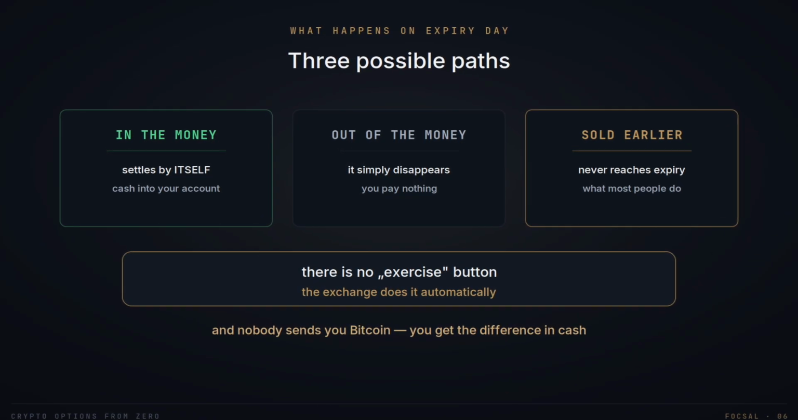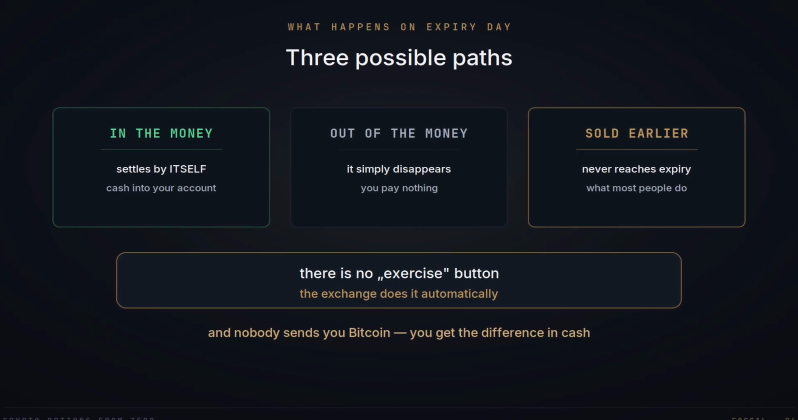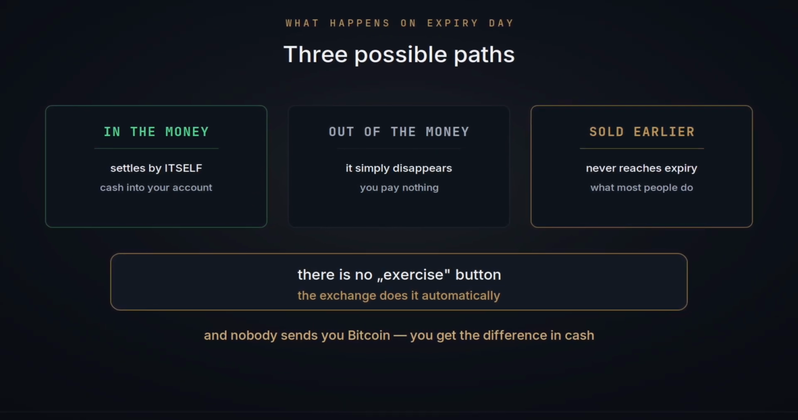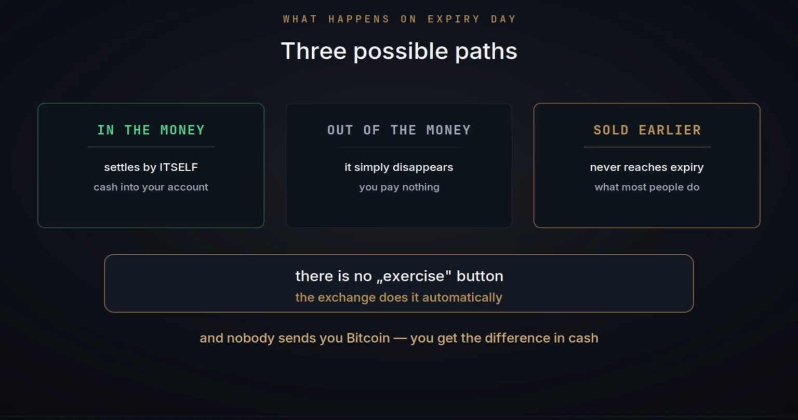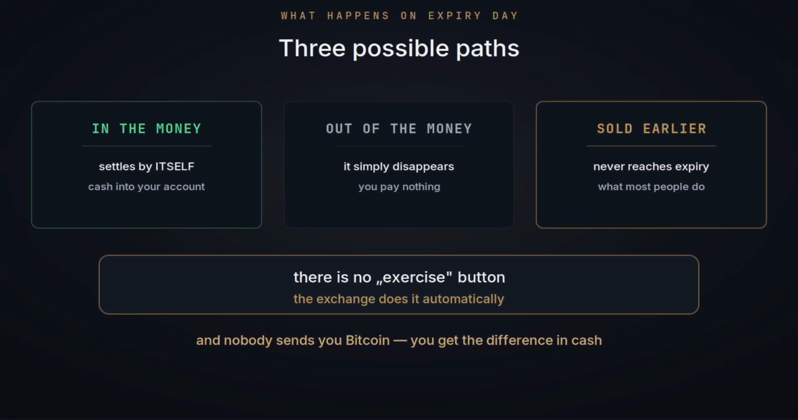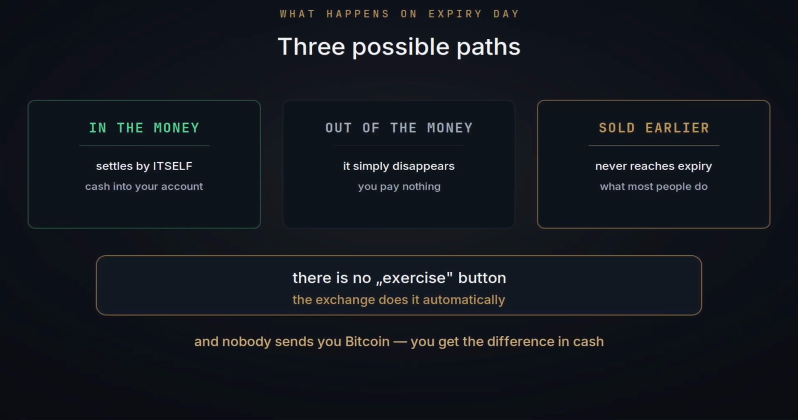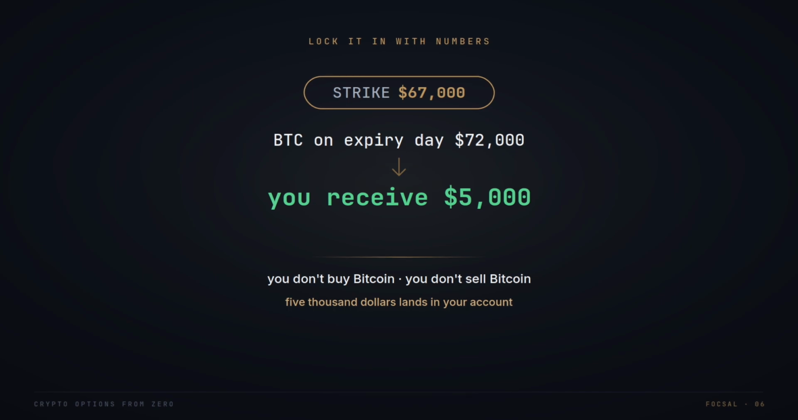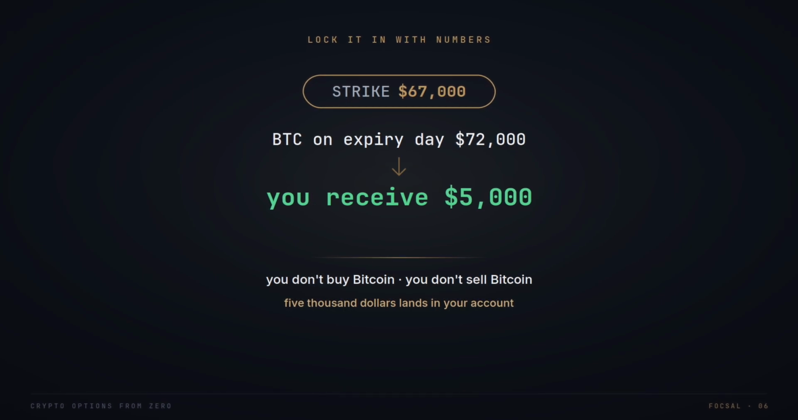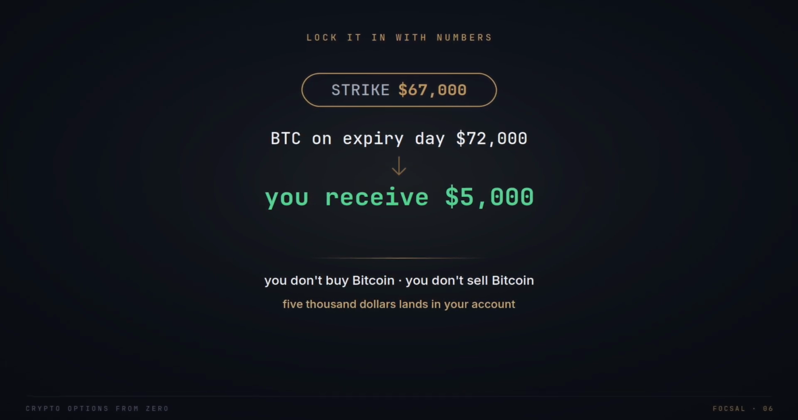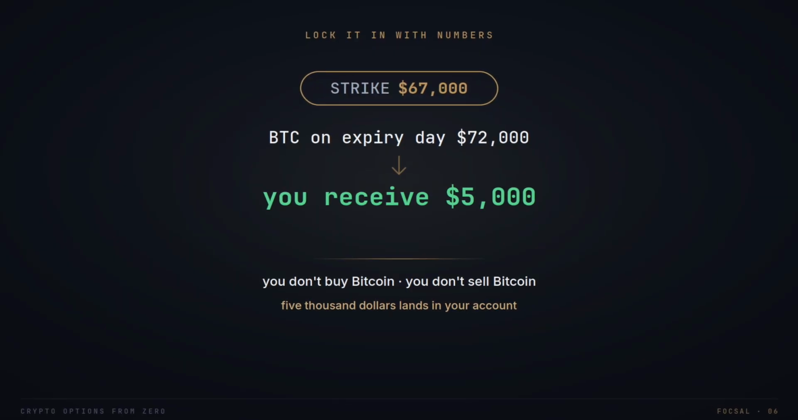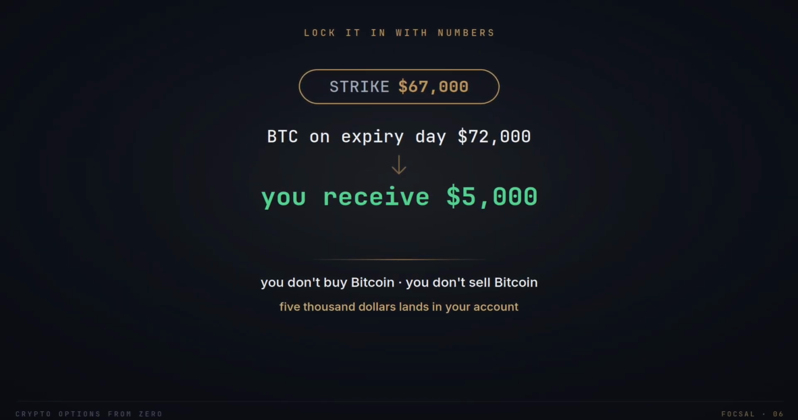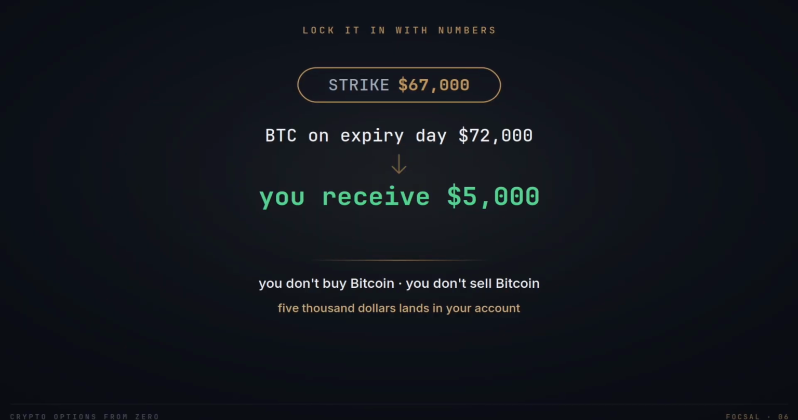Second thing, and this surprises people, nobody sends you any Bitcoin. Settlement is in cash. The exchange works out the difference and pays you in cash. You hold a call struck at 67,000. On expiry day, Bitcoin is at 72,000. Your option gave you the right to buy at 67. The market pays 72. The difference is $5,000, and that's what lands in your account.